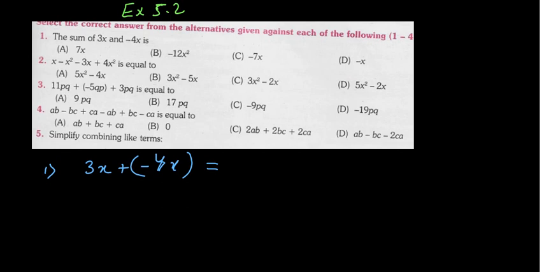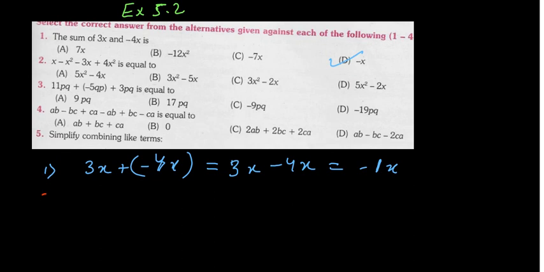Okay, so 3x and minus 4x. Like I told you yesterday, if there is a positive sign outside the bracket, it retains the sign of the number inside the bracket. So we have now 3x minus 4x. Now this is simply like 3 minus 4. 3 minus 4 cannot be done because 3 is a smaller number and 4 is a greater number. So you subtract 3 from 4, you get 1, x as it is, and because 4 is the larger number, you write down minus. So this is your answer, minus x.